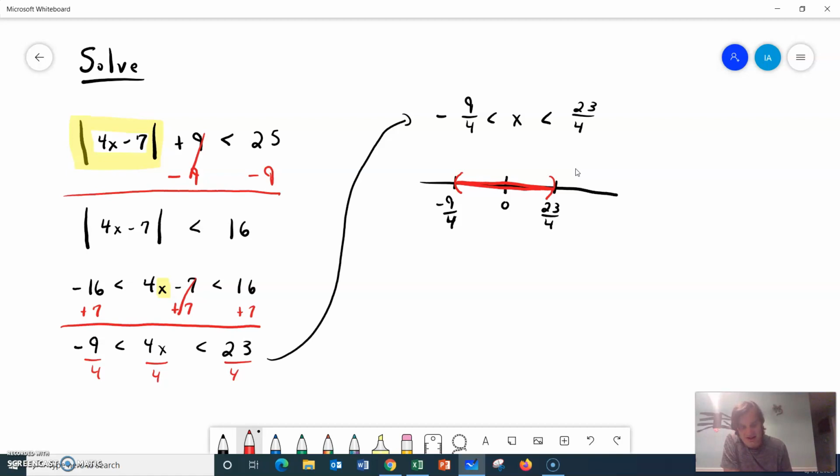So when we go to put that in interval notation, we have a parentheses at negative 9/4 on the left, and that runs to 23/4 with the parentheses on the right, meaning that negative 9/4 and 23/4 do not solve the original inequality, but all the numbers in between them do. Okay, so keep that in mind.